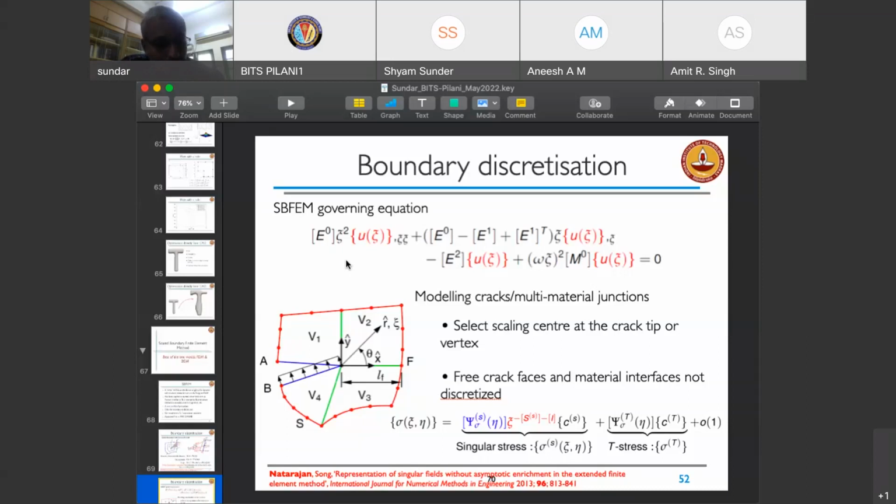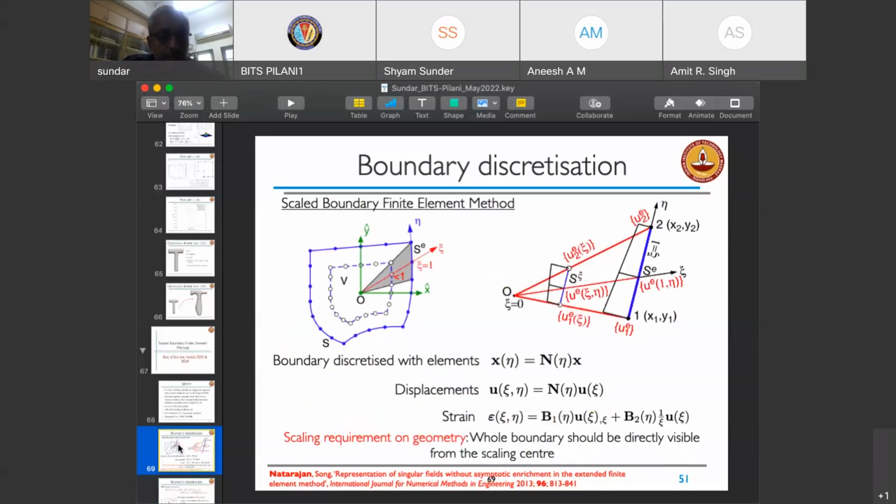And so when you say on the previous slide that the entire boundary should be visible from the scaling center, that means we don't want overhangs basically. Is that right? What do you mean overhangs? For example, concave shapes like an amoeba, where if I draw a straight line from the scaling center, it may cut the boundary in more than one place. Exactly. Yes. So we cannot afford to have that.